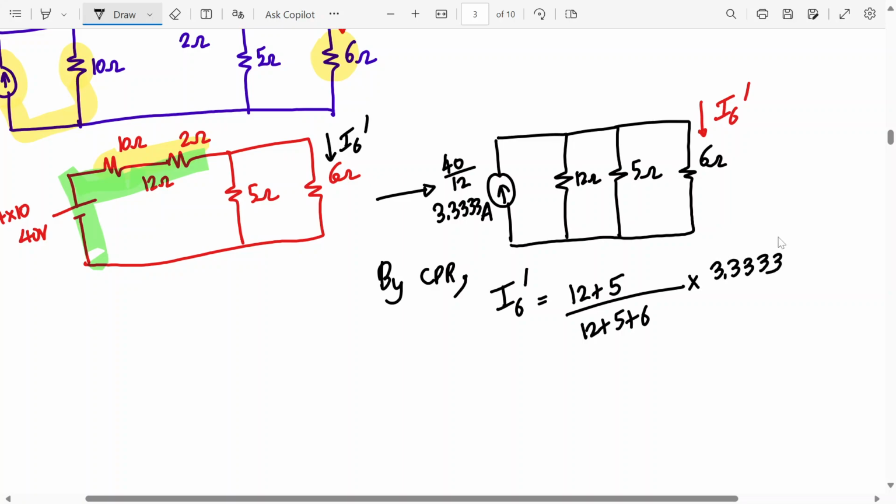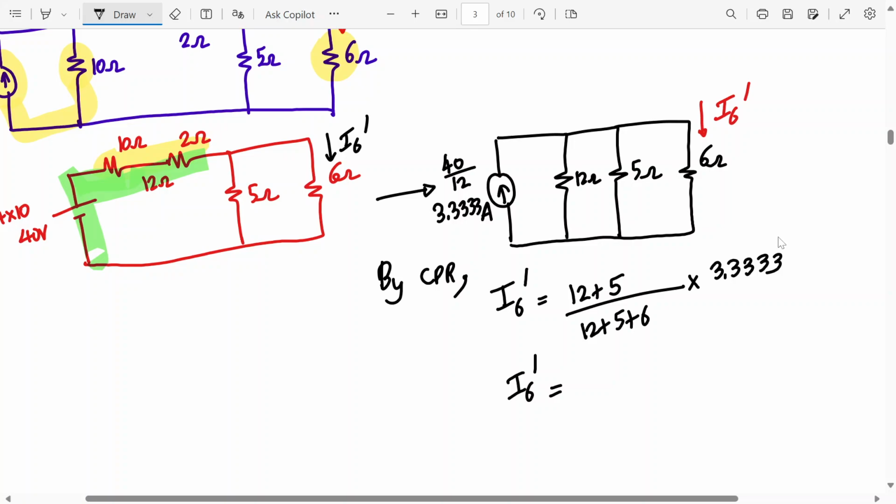If you don't want to apply this technique, then combine these two resistances, then convert this current source into a voltage source, and then find the current. Safe method. Can you tell me what is I6 dash by this technique? This is by current division rule. Can you tell me how much this is? 17 upon 23 into 3.33. 2.5? Sorry? 2.46.